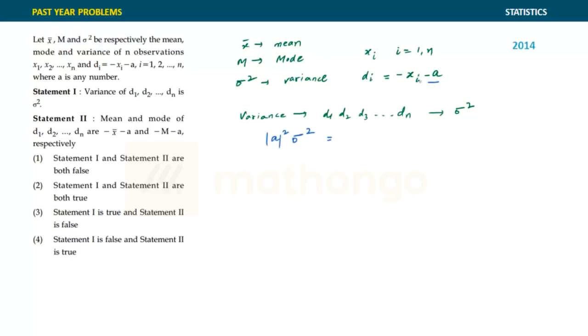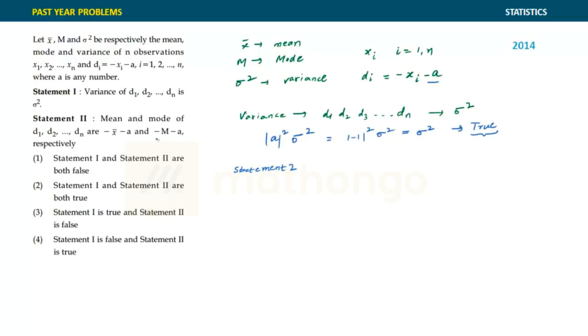So the answer should be this only. The value of a in this particular question is minus 1. So minus 1 square sigma square gives you again sigma square. That means this is true. So statement 1 is true, no problems at all, right? Let's talk about statement 2 and quickly check what it is telling us.